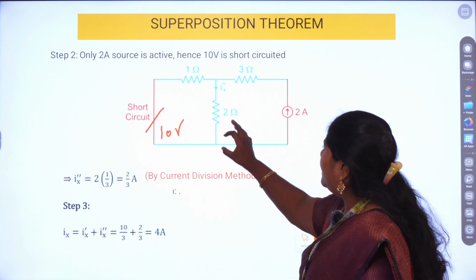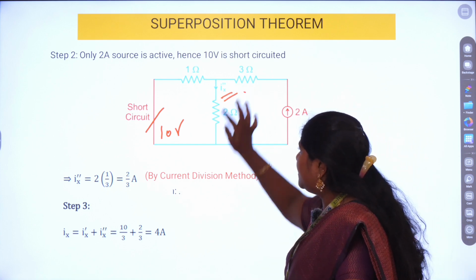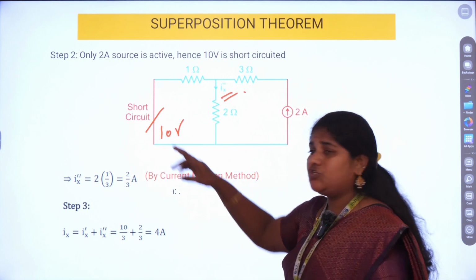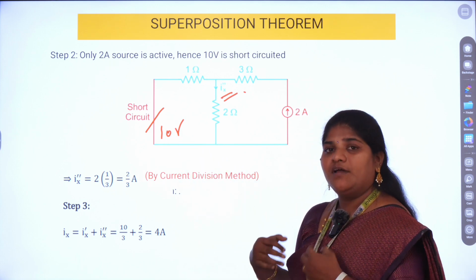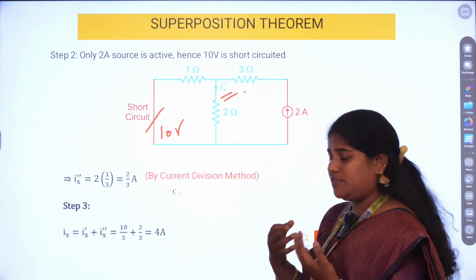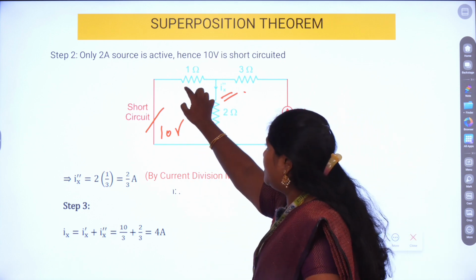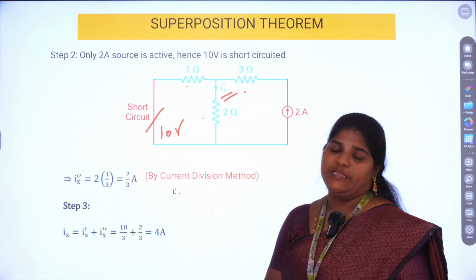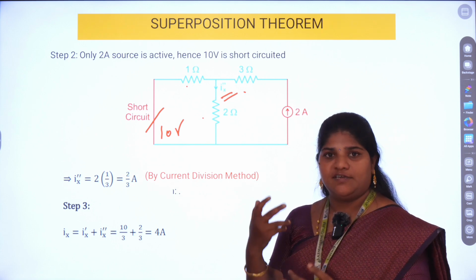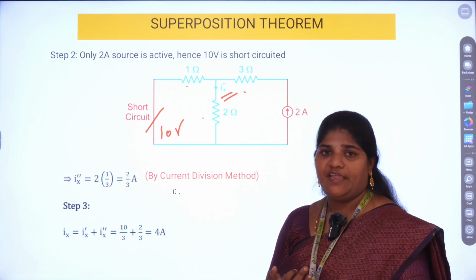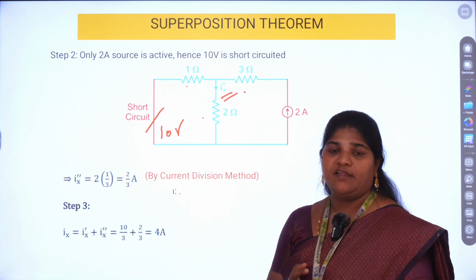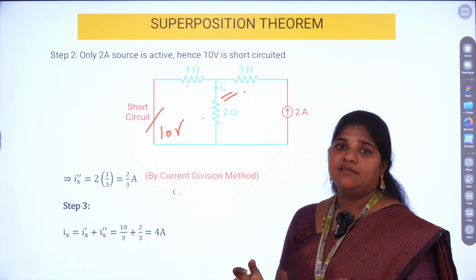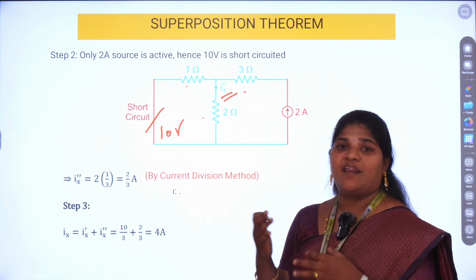So I am supposed to find this current Ix flowing through the 2 ohm resistor, right? Now because of this short circuit, from our earlier understanding of network theorems and basics, it is very clear this one and this 2 ohm resistor are parallel to each other. Earlier in our discussion, you would have studied series parallel combinations, right? How to reduce a series network into a parallel network, how to reduce a complex resistor network by series parallel reduction.